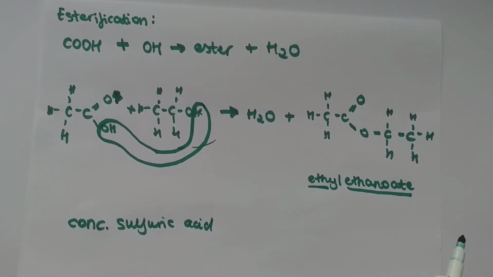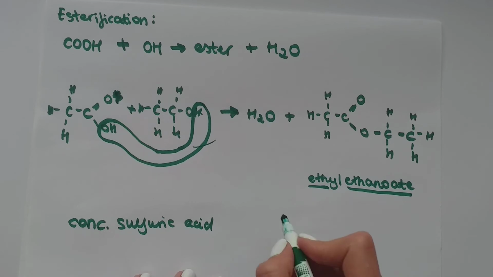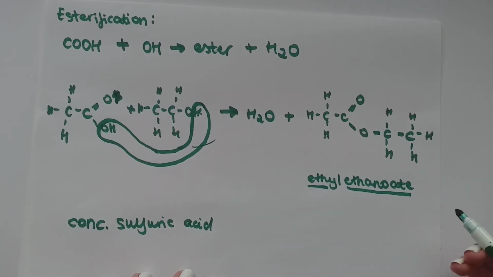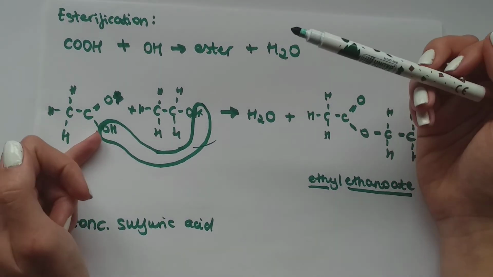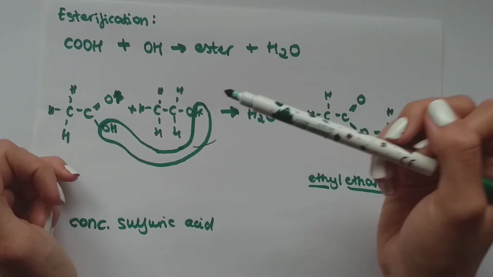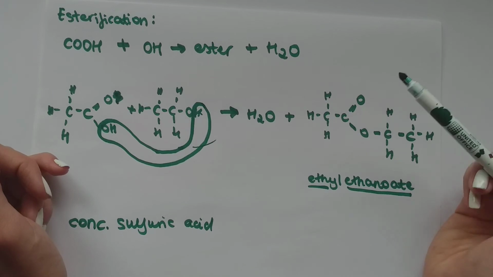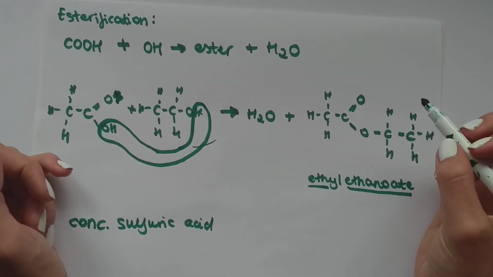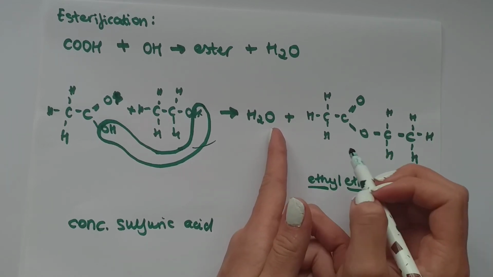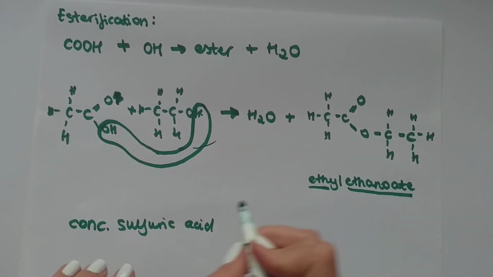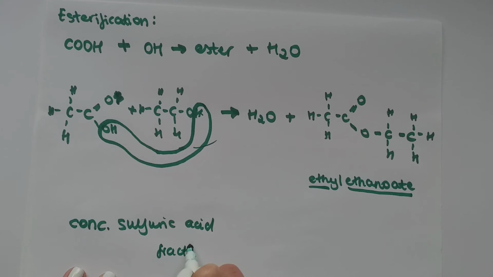After you form an ester, you're going to need to separate it, because in the solution we're going to have our carboxylic acid, we're going to have an alcohol, and we're going to have our ester. We're also going to have our water. So in order to separate our ester from all of this, we're going to need fractional distillation.